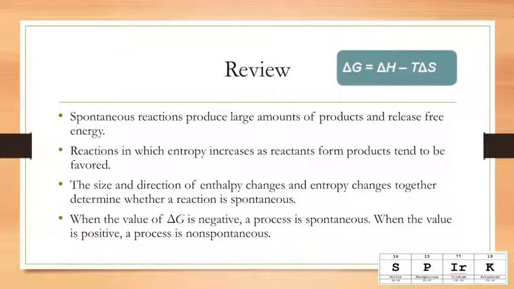Alright, so in review, spontaneous reactions produce large amounts of products and release free energy. Reactions in which entropy increases as reactants form products tend to be favored. The size and direction of enthalpy changes and entropy changes together determine whether a reaction is spontaneous. When the value of delta G is negative, a process is spontaneous, and when the value is positive, a process is non-spontaneous.